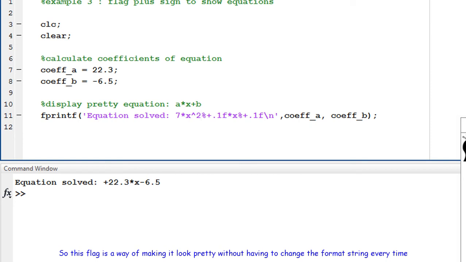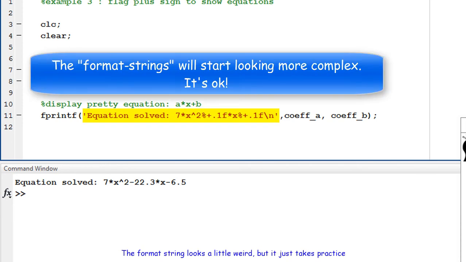So using this flag, it's a way to make it look pretty by not really changing the format string every time a number pops up. The format string does look a little weird and a little intense if you want, but it does just take practice. I'm playing with the numbers, I'm testing, and the equation is still correct at the bottom.